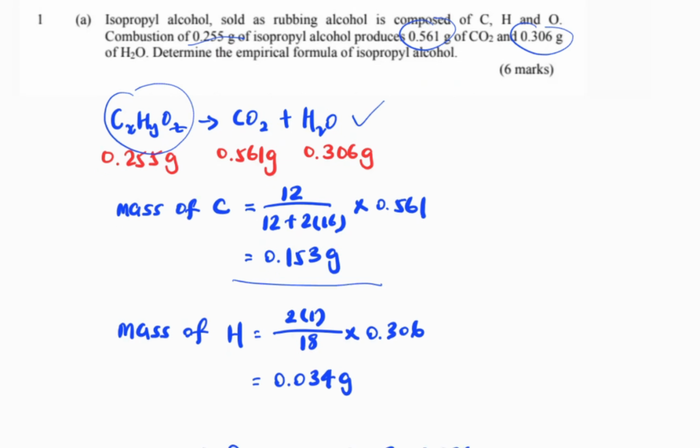Then to find the mass of hydrogen, same as just now, we know that one water molecule consists of two hydrogen atoms and one oxygen atom. So we will use the mass of two hydrogen atoms divided by the mass of the water molecule and times with 0.306, and we get 0.034 gram.